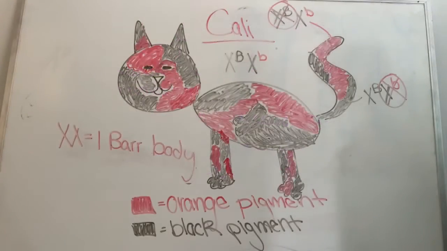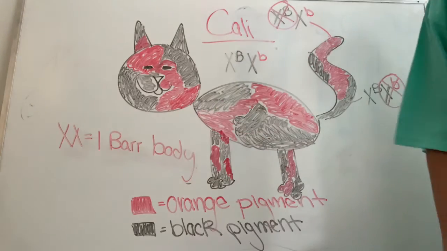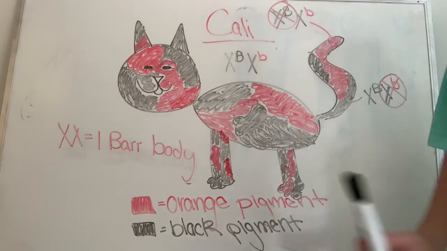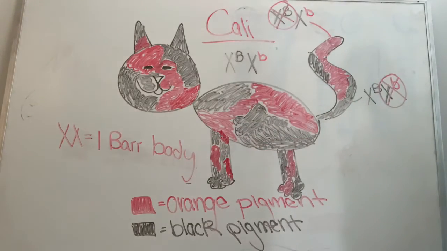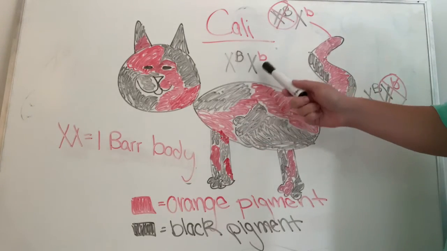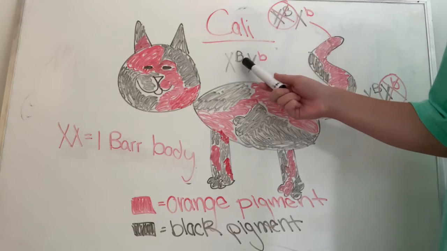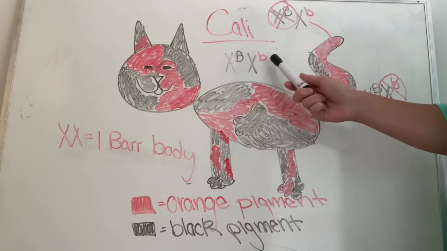Now that we know a little bit about the Lyon Hypothesis and how Barr bodies work, we can get into how my friend here, Callie, is colored. Since Callie is a female, she has two X's, meaning at any given point she has one inactivated X, a Barr body. Callie's genotype is X big B, X little b. The big B gives off a black pigment, the little b gives off an orange pigment.